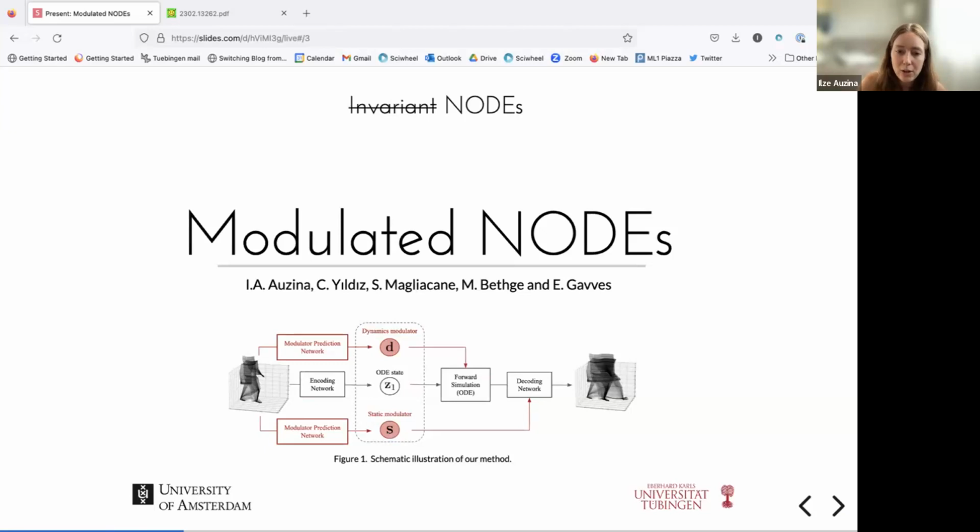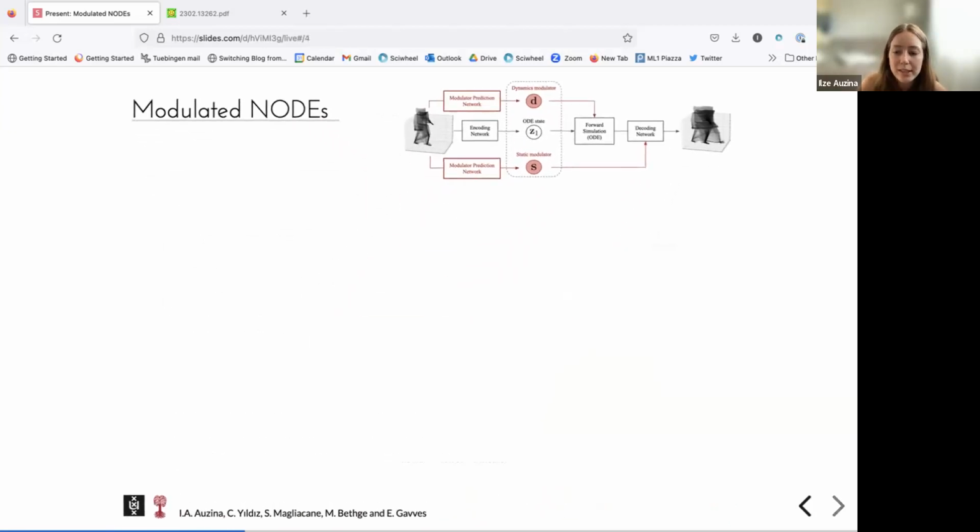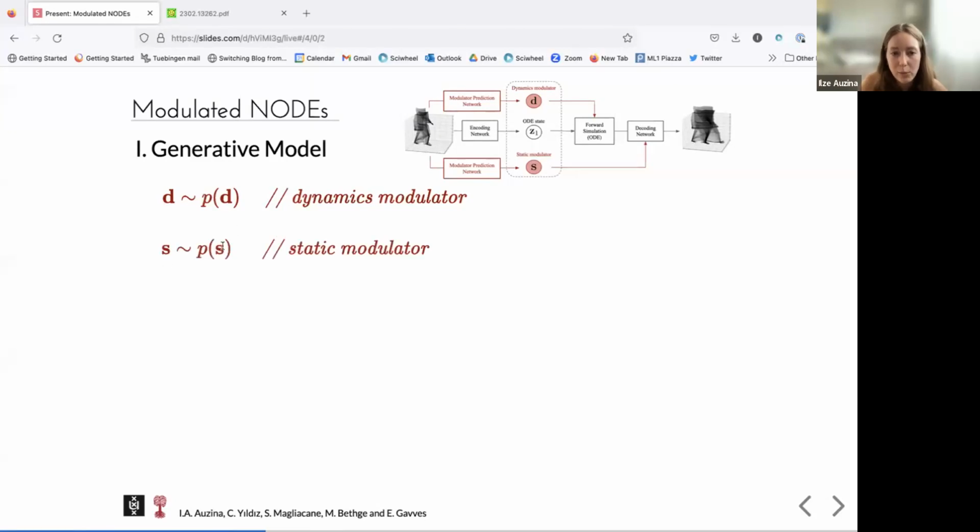And let me now go immediately into further details of this. First, I want to describe to you the generative model. Assuming that we already know these variables, or know how we're modeling them, in principle we sample our dynamics modulator from some distribution. Similarly, we have a static modulator. Then we have the latent ODE state, which represents some coordinates in latent space.